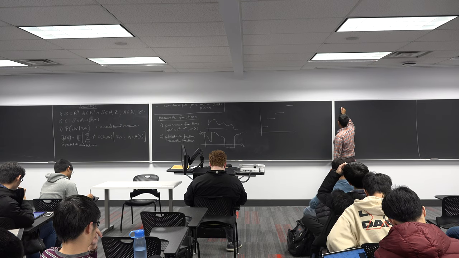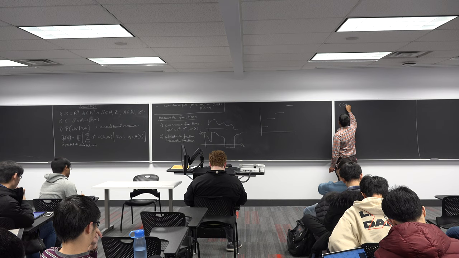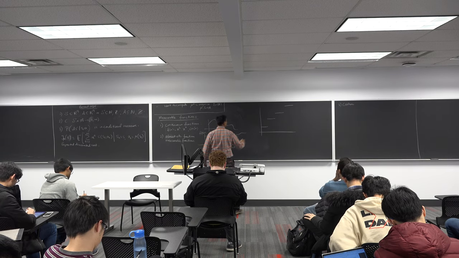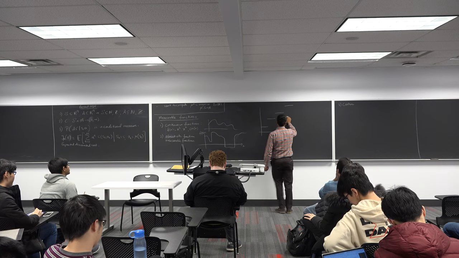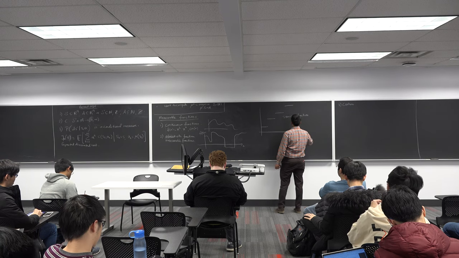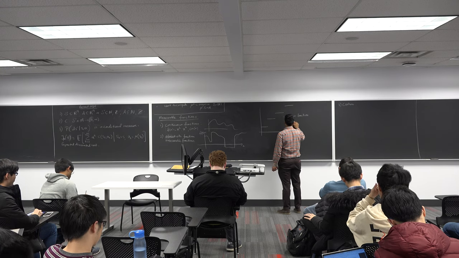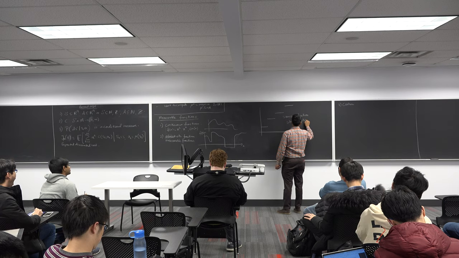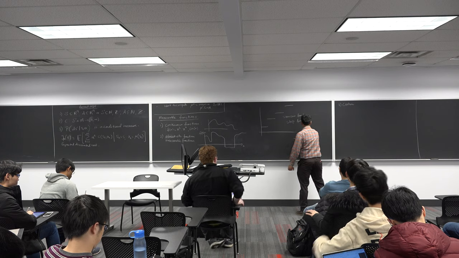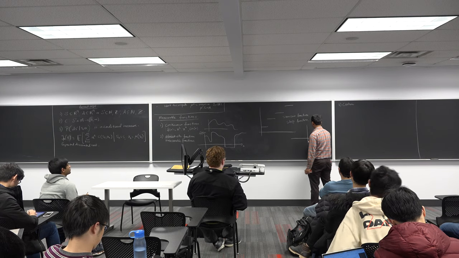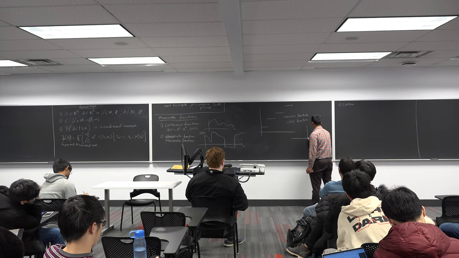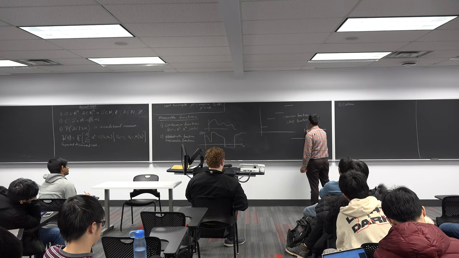Next, I want to introduce continuous and bounded functions. So what are the examples of almost continuous functions? Well, this is the staircase function. In your controls class, you must have studied the step function, if you have taken a controls class before. A step function is a function that is 0 when x is less than or equal to 0, and it jumps up to 1 when x is greater than or equal to 0.